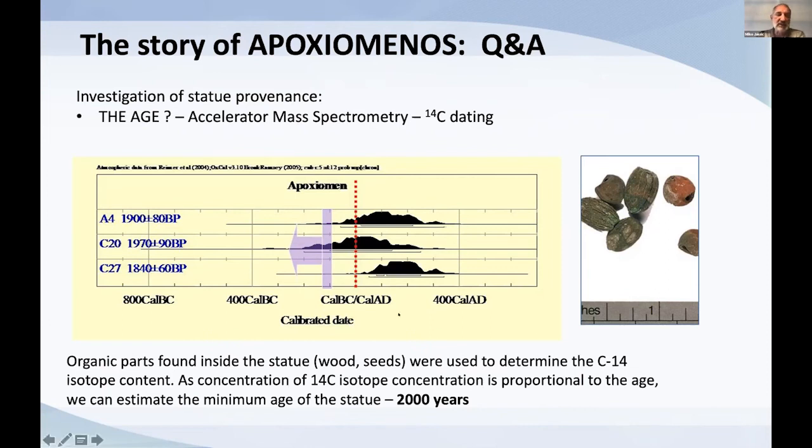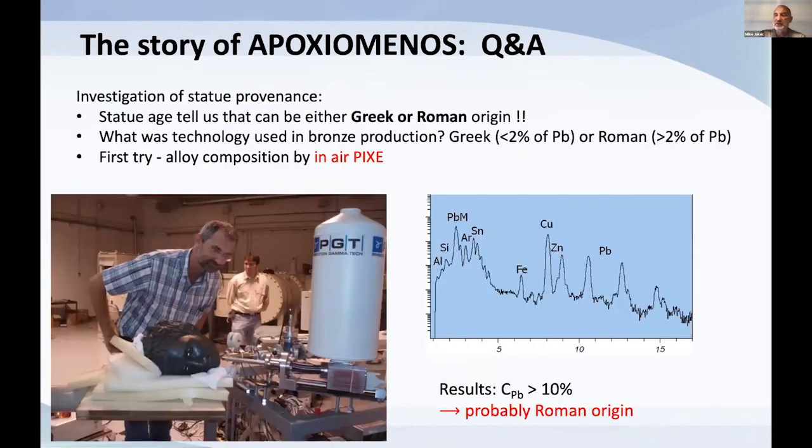And this wood and seeds have been dated to at least 2,000 years old, which means that the statue should be even at least 2,000 years old. So that is the first information which was very important. The second information was the composition of the alloy, and here the PIXE analysis was very important, because we can see that the concentration of the lead is quite high, and the Greek bronzes have very low concentration of lead.